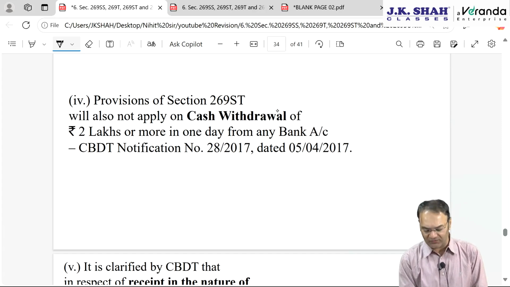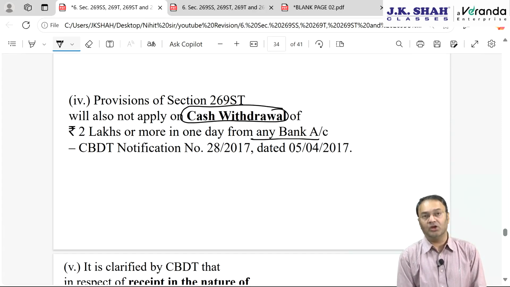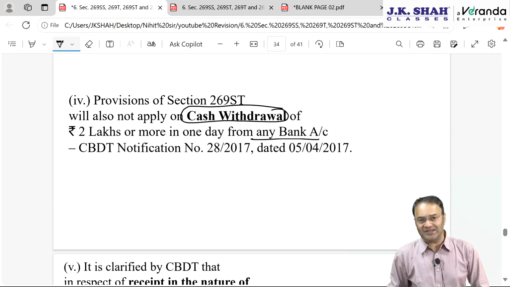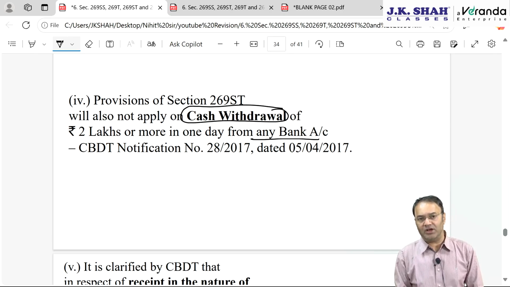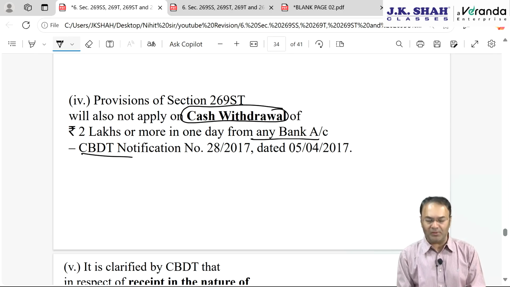Number one, cash withdrawal from your own bank account. You go to the bank, you are withdrawing 3 lakhs cash. So, technically you are receiving 3 lakh cash. So, after introduction of this section, the government, through CBDT, had to clarify.